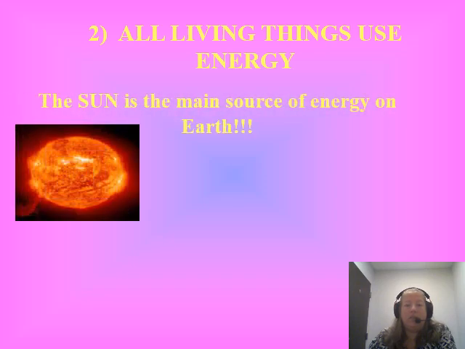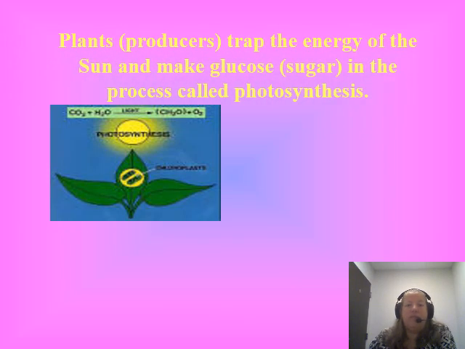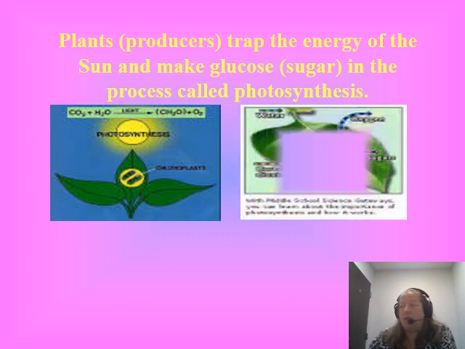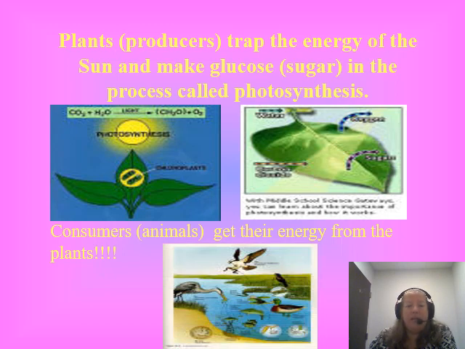The second characteristic is that all living things use energy. The sun is the main source of energy on Earth. It makes light that is used by plants. We all know that this is called photosynthesis. The plant traps the energy of the sun and makes glucose, which is a sugar, in that process called photosynthesis. And we, consumers, get our energy from the plants.